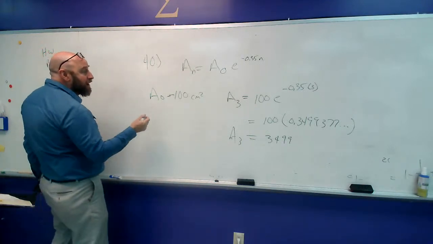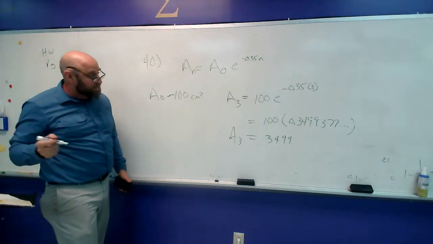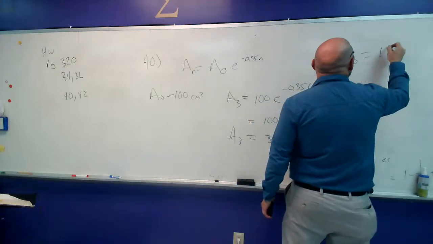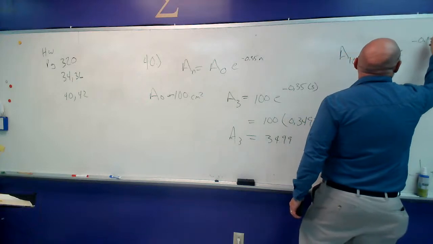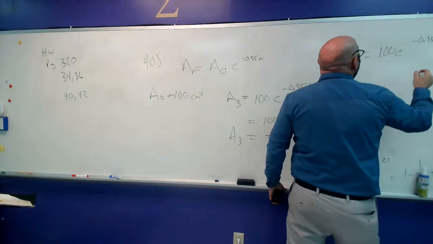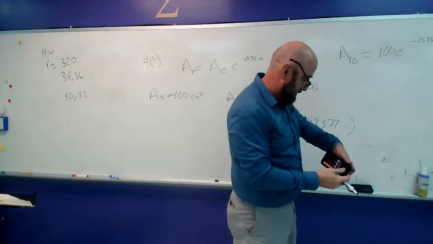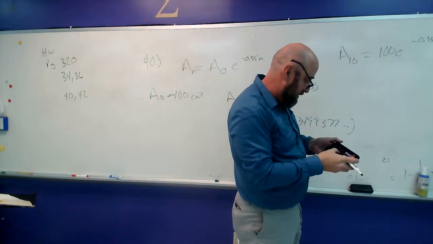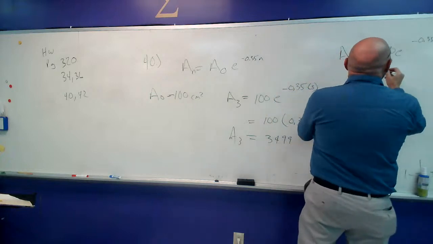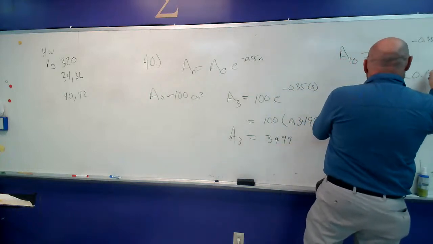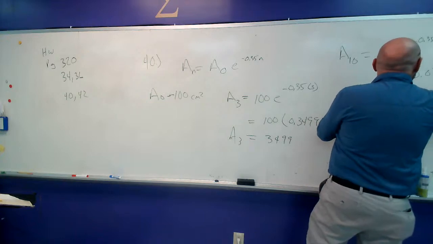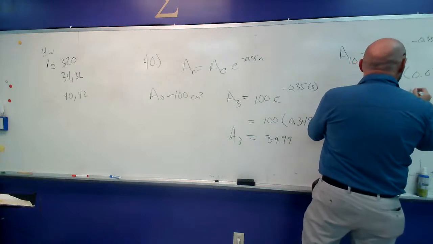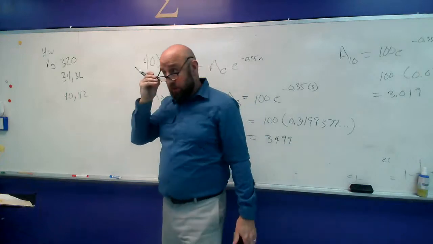But anyway. Now, what about 10 days? So 10 days is just A10 equals 100 e to the negative 0.35 times 10. So that one's going to be easy. Negative 3.5, e to the x, which is 0.030197, and times 100 is going to be 3.019. So 3 centimeters after 10 days.